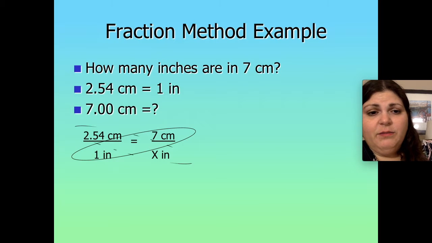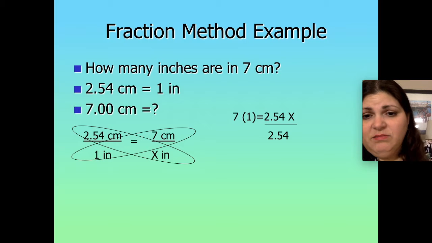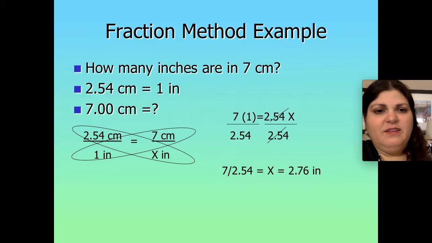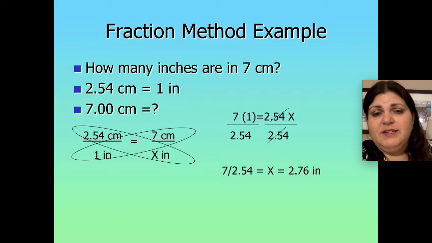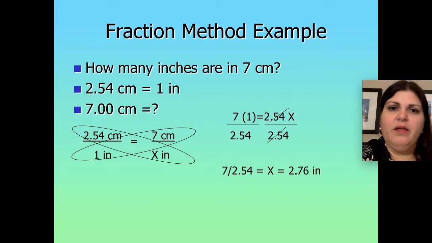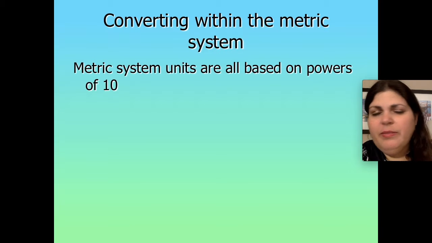I can then cross multiply. So I would have 1 centimeter equals 2.54x. Divide 2.54 from both sides, and I would find out that 7 divided by 2.54 gives me 2.76. So in other words, in 7 centimeters I have 2.76 inches. But that's a lot of work, which is one of the reasons why we don't use standard units very often. Within the metric system, it is lots easier because everything is based on 10.